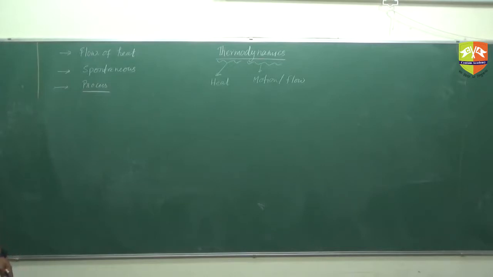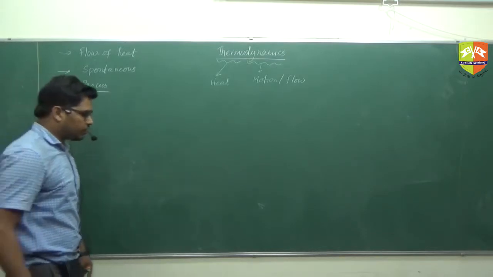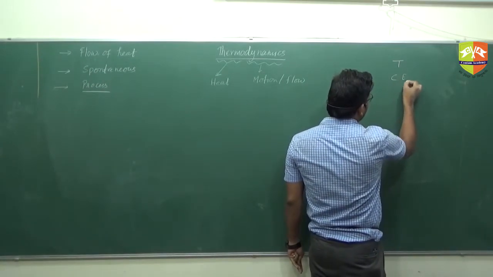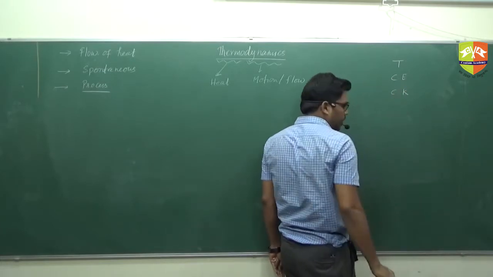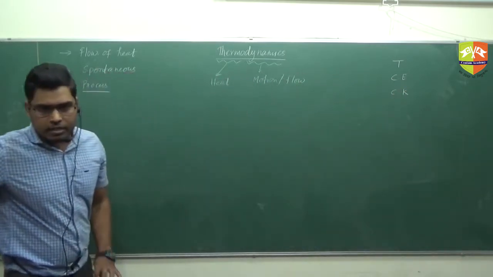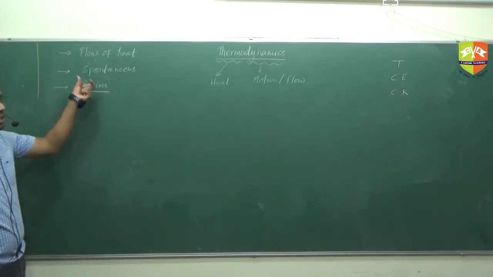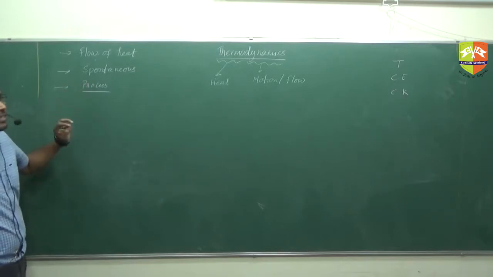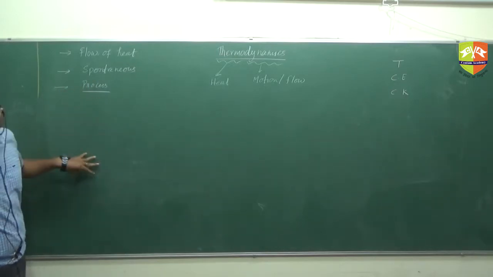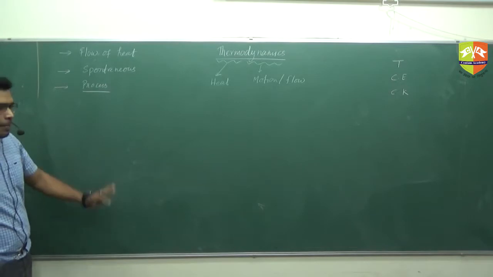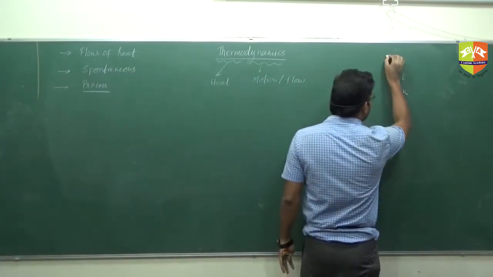understood. So thermodynamics is another chapter in which we deal with chemical reactions. For chemical reactions, we have three different chapters. Thermodynamics is one of the chapters, along with chemical equilibrium and chemical kinetics. These three chapters we are going to study to understand the chemical reaction properly. C is chemical equilibrium, T is thermodynamics, CK is chemical kinetics. So in these three chapters we study chemical reactions.